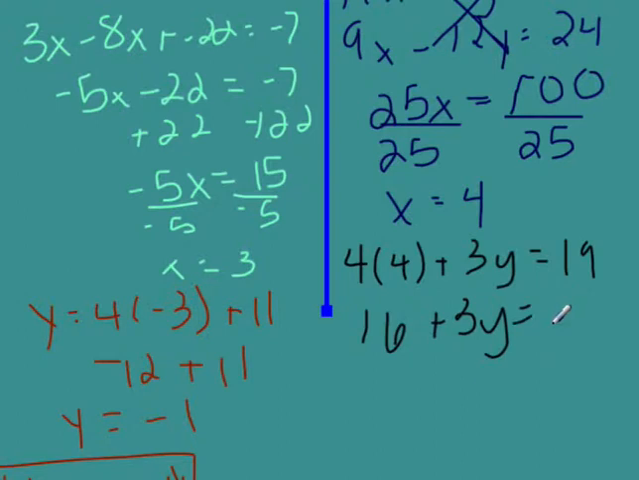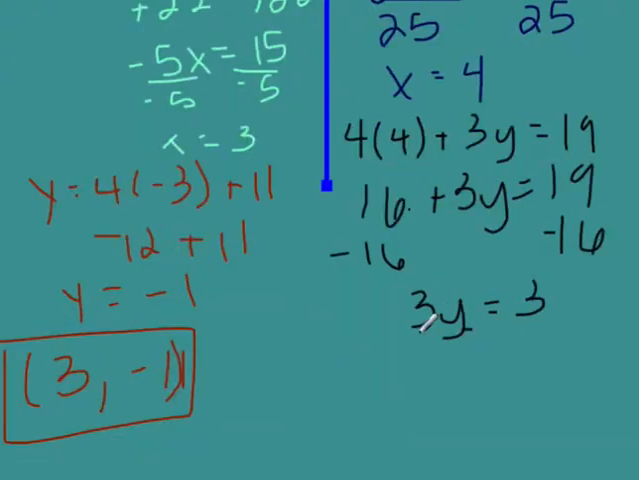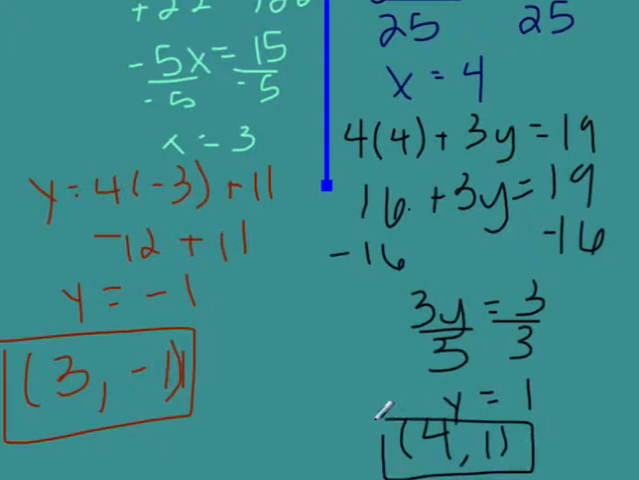And I want to get that 16 over to the other side. Well, since it's positive, I'm going to subtract 16 from both sides. And I get that 3y is equal to 3. Last but not least, I want to divide both sides by 3. So I get that y is equal to 1. So now I'm going to write that out as a coordinate point. First my x, and then my y. So my answer then is (4, 1).